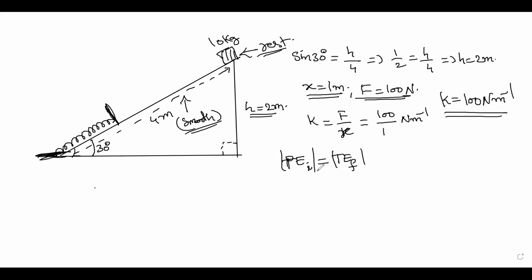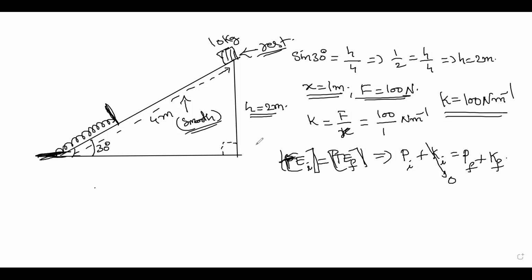Total energy initial is equal to total energy final. This we know very well. Now, what is the total energy initial? It is the sum of the potential energy plus kinetic energy. Did you get this first? Right. And now what is the initial kinetic energy? Because it is starting from rest, initial kinetic energy is 0.